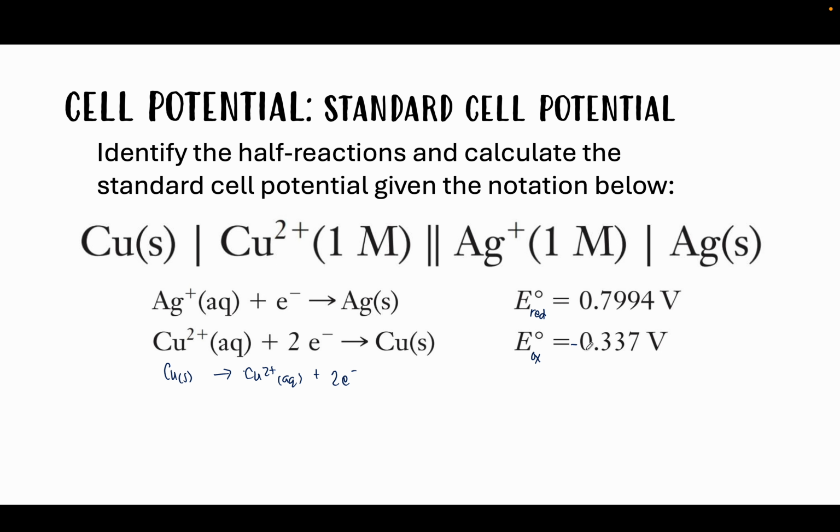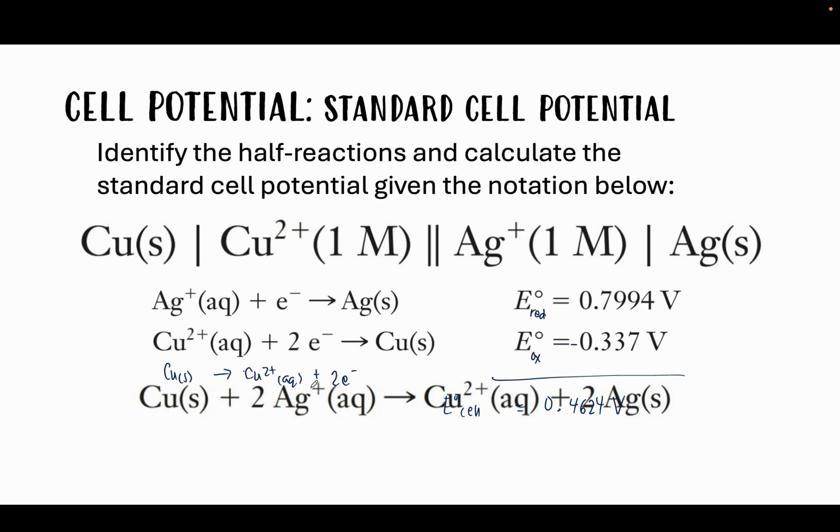So 0.337 volts. And we're asked to calculate the standard cell potential, so simply add the two. So this will be positive 0.... 9 minus 7, we have 2. 9 minus 3 is 6. 7 minus 3 is 4. Then volts. So we have 0.4624 volts. Let's confirm.